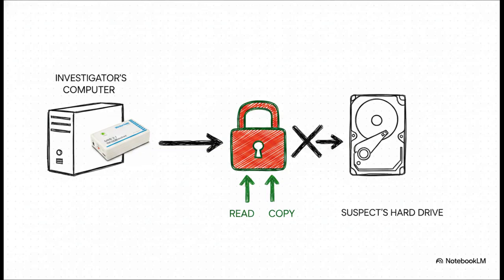Now, to ensure absolute integrity during all of this, investigators use the golden rule of evidence collection, a hardware write blocker. If a descriptive question asks how you prevent altering source data, this is exactly your answer. Notice how it sits directly between the investigator's computer and the suspect's hard drive. It allows you to read and copy the data to make your forensic image, but it physically blocks any data from being written back to the original drive. That ensures literally nothing is accidentally changed.